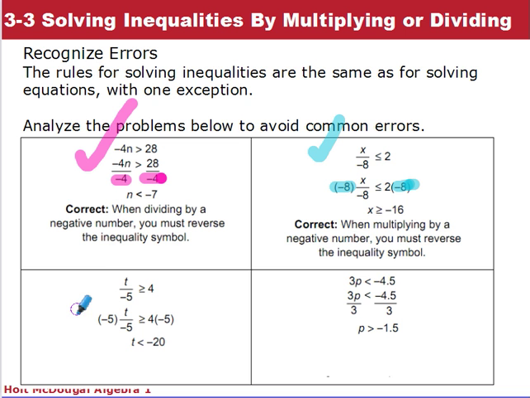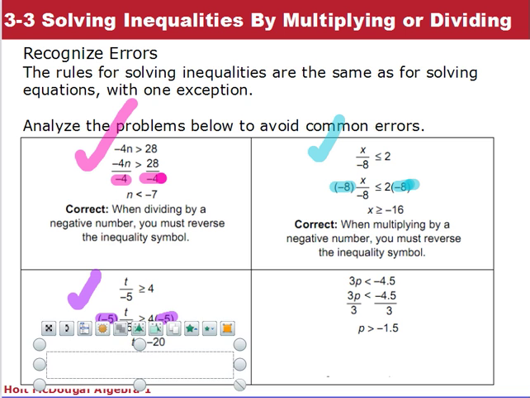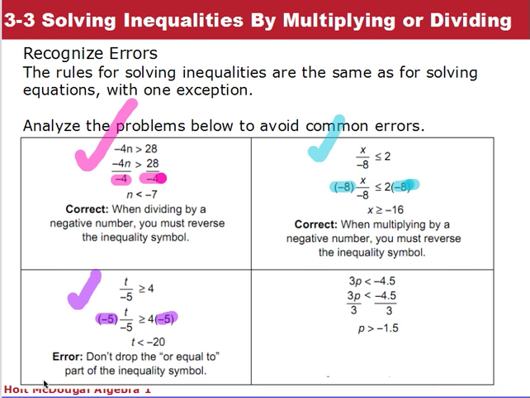Now let's take a look at this one. t divided by negative 5 is greater than or equal to 4. Again, multiply both sides by negative 5. We're starting out good. Multiplying by a negative number, we reverse our inequality. But notice we lost the equal to. So this one does have an error. When you're rewriting your inequality symbol, make sure you don't drop the equal to part of the inequality.